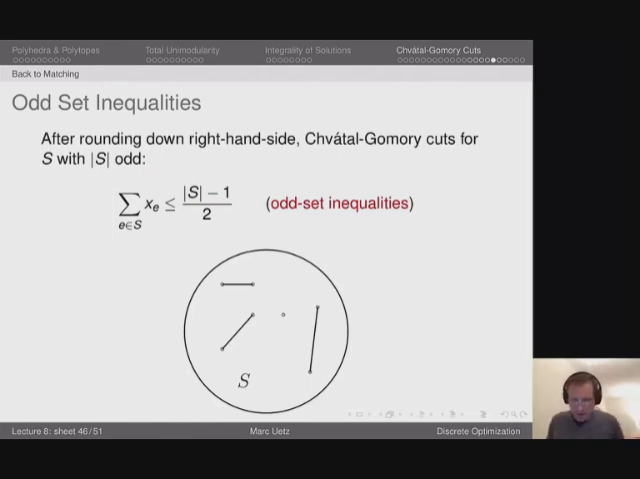And it expresses the intuitive fact that if I have an odd set of nodes here, so here that would be 1, 2, 3, 4, 5, 6, 7 nodes, I can only have 3 matching edges inside this set S. So that's certainly a valid inequality, and that's an inequality that we didn't have before in the original description, right?